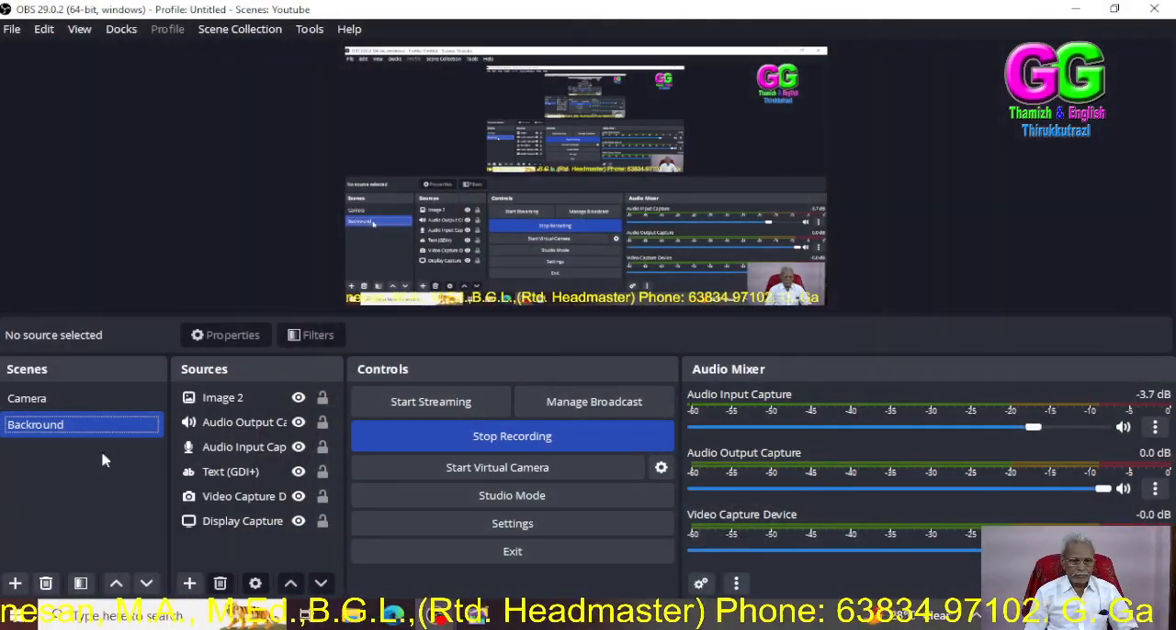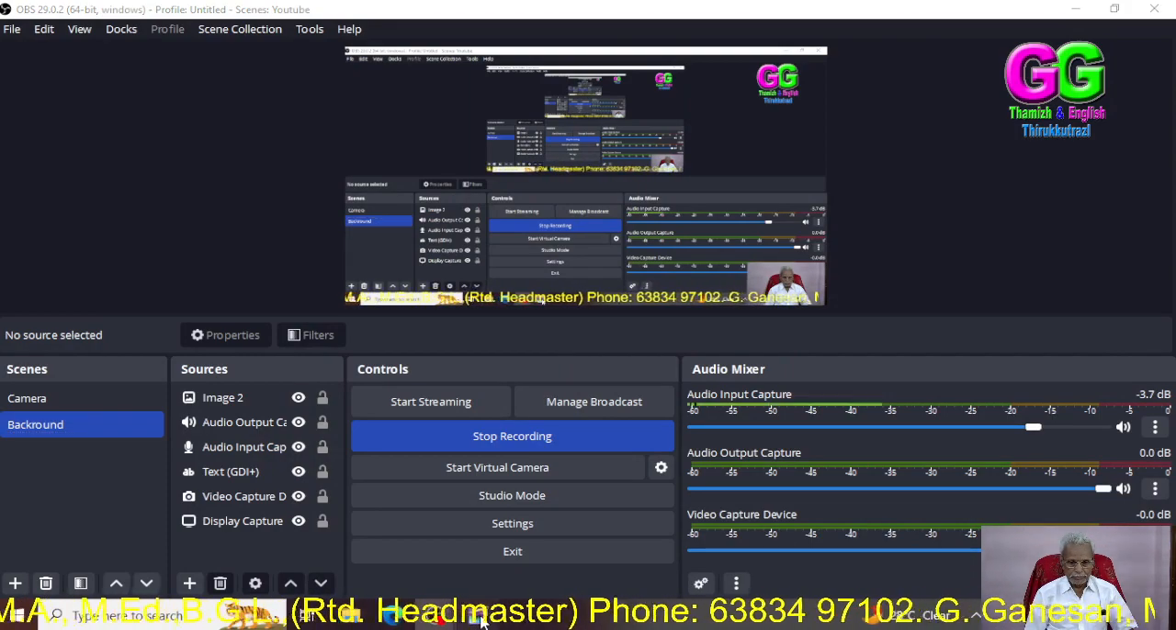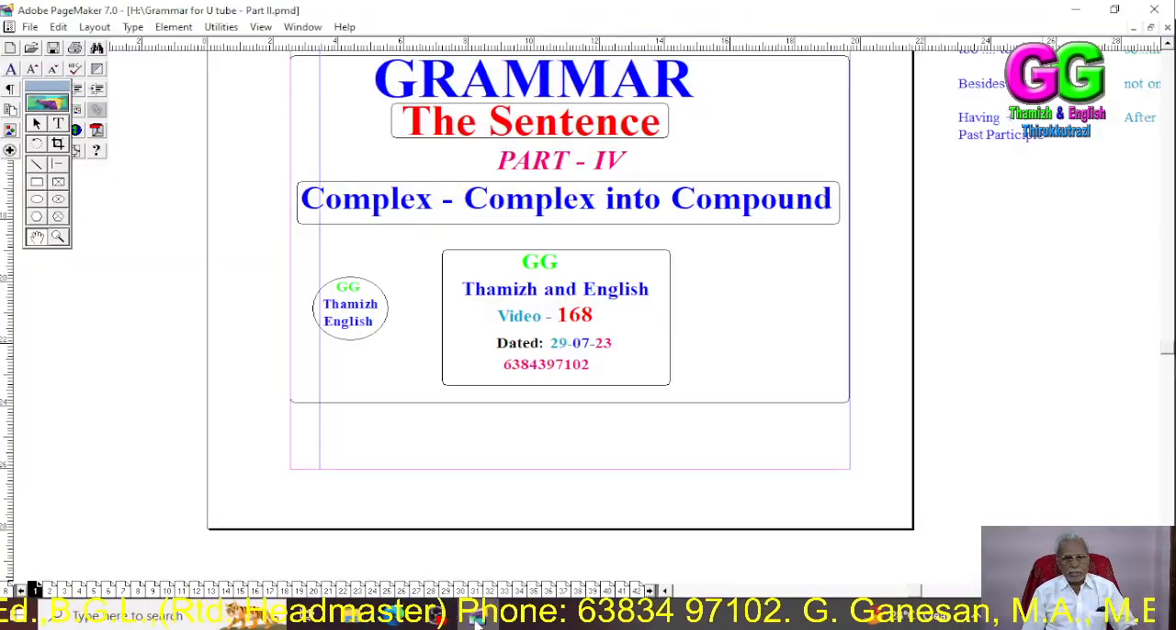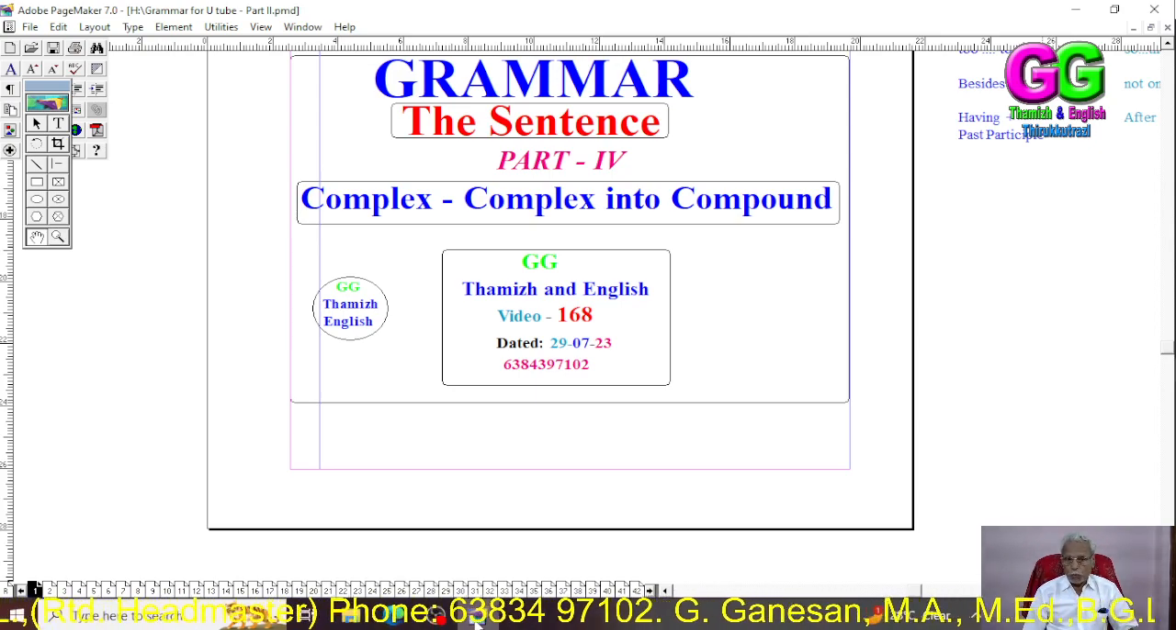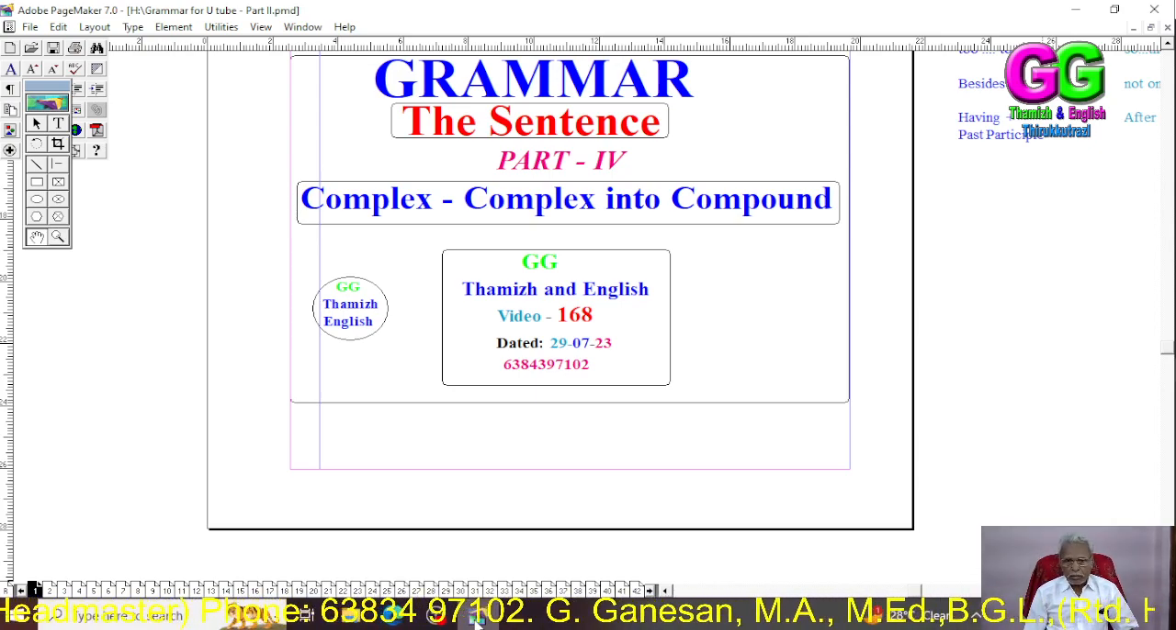Today we are going to see the conversion of complex sentence into compound sentence. What are the rules we should follow when converting a complex sentence into a compound sentence? It is very simple. Come. The sentence part 4, complex into compound.